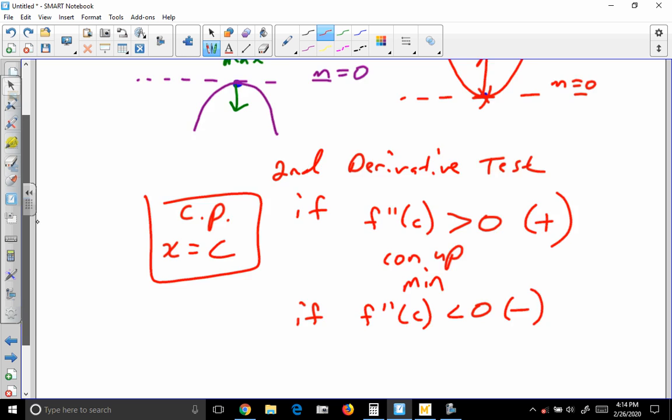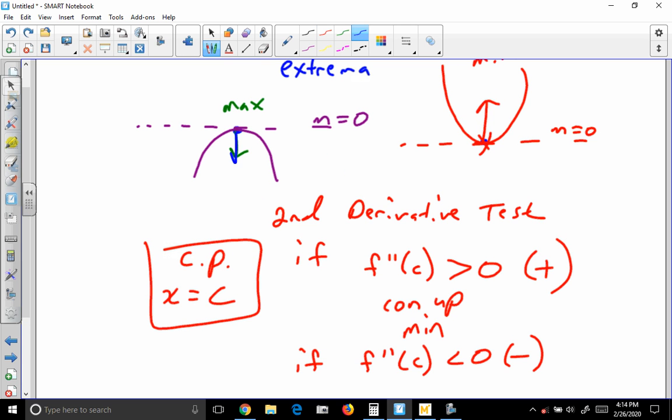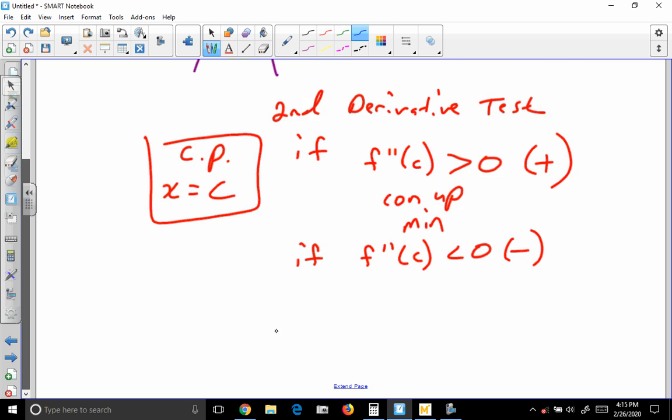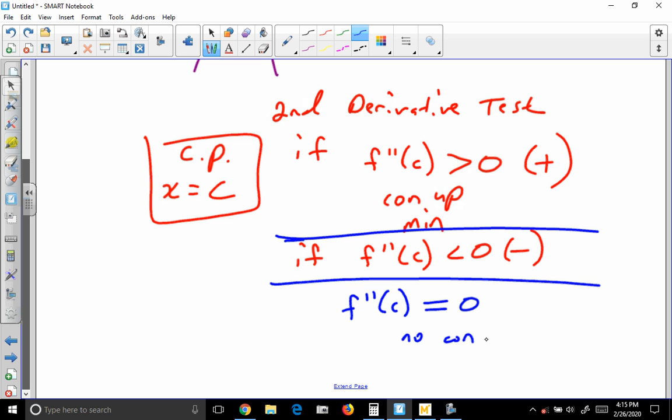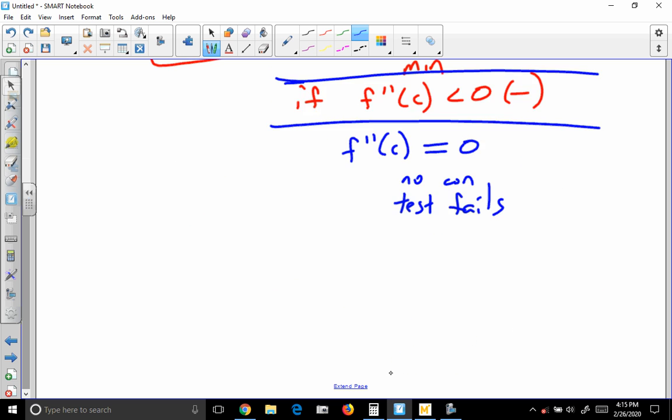then not only does that tell us we're concave down, but since it's specifically a critical point, then that critical point is a maximum. Now, if we plug a critical point into the second derivative and we get a 0, then there's no concavity at that point and the test fails. What that means is we can't determine if it's a maximum or a minimum using the second derivative. So in that case, use the first derivative test.